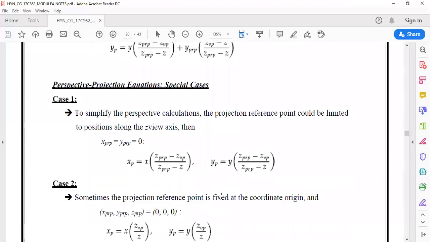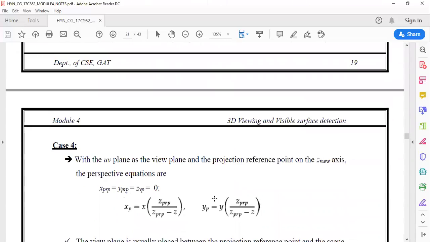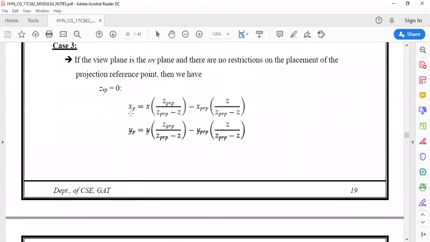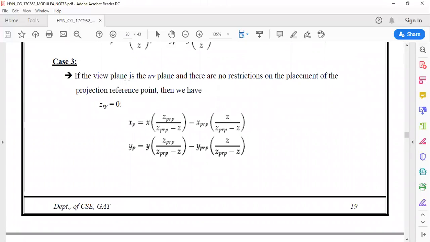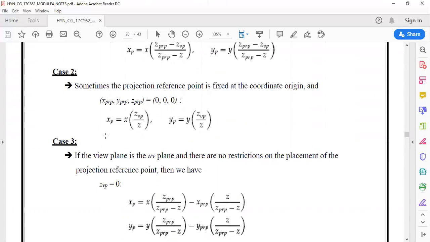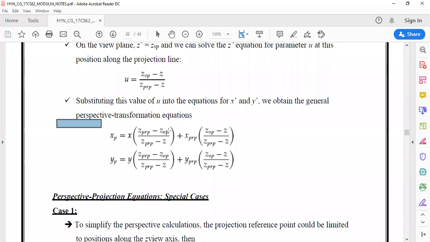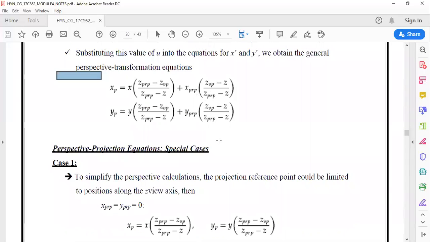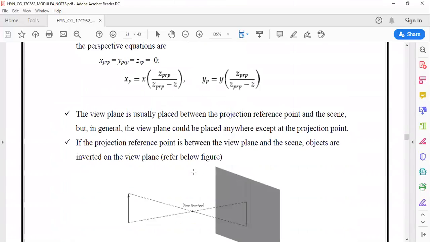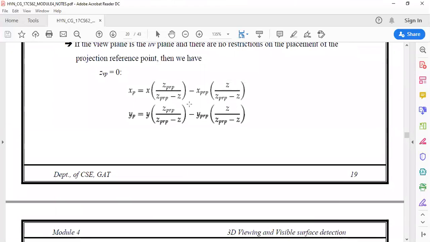But if I take a projection onto some other plane, which is the UV plane, and there are no restrictions on the placement of the projection reference point, then I will have to take this zvp value as 0. So if I substitute zvp as 0 in this equation, I get x into zprp divided by zprp minus z, plus xprp into minus z divided by zprp minus z. Like this we substitute the values and get the new values for xp and yp.